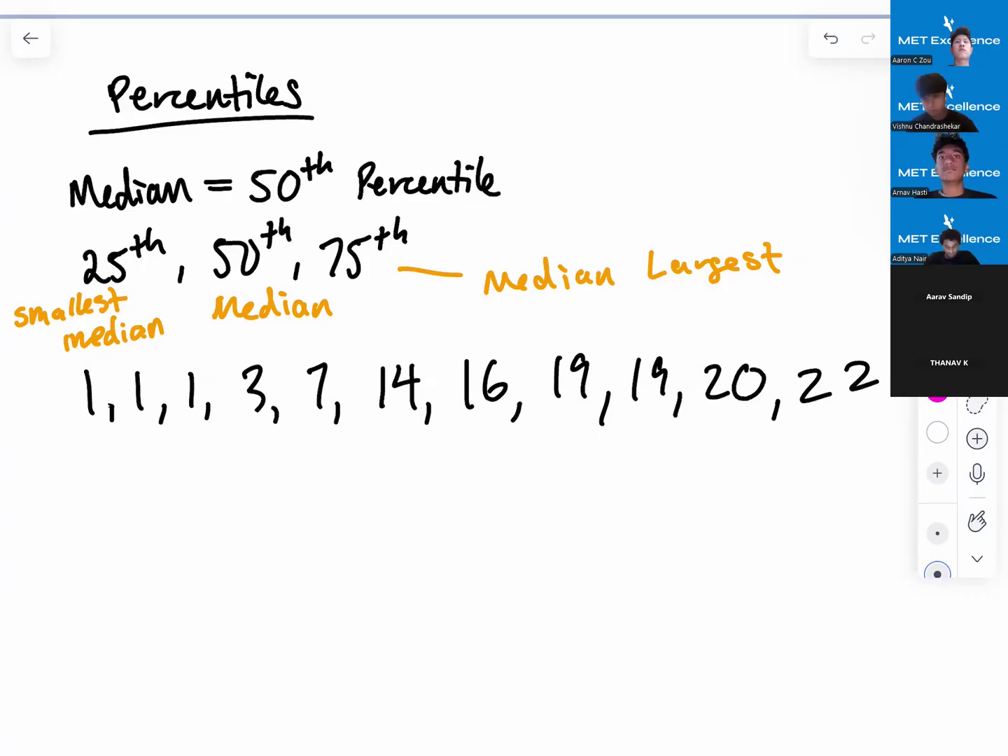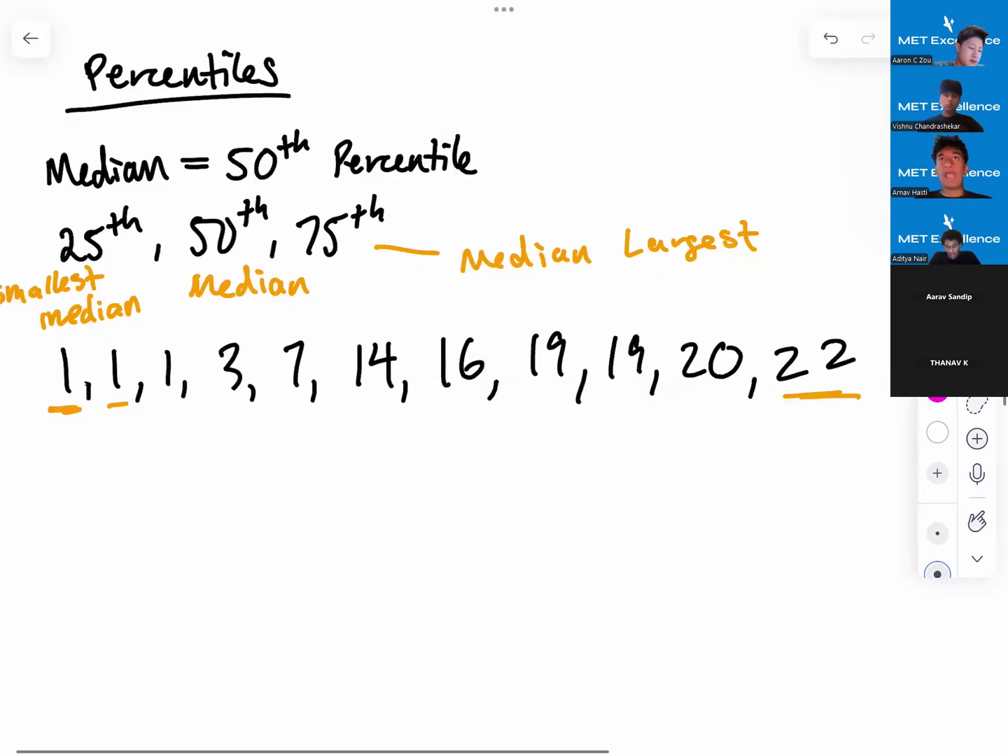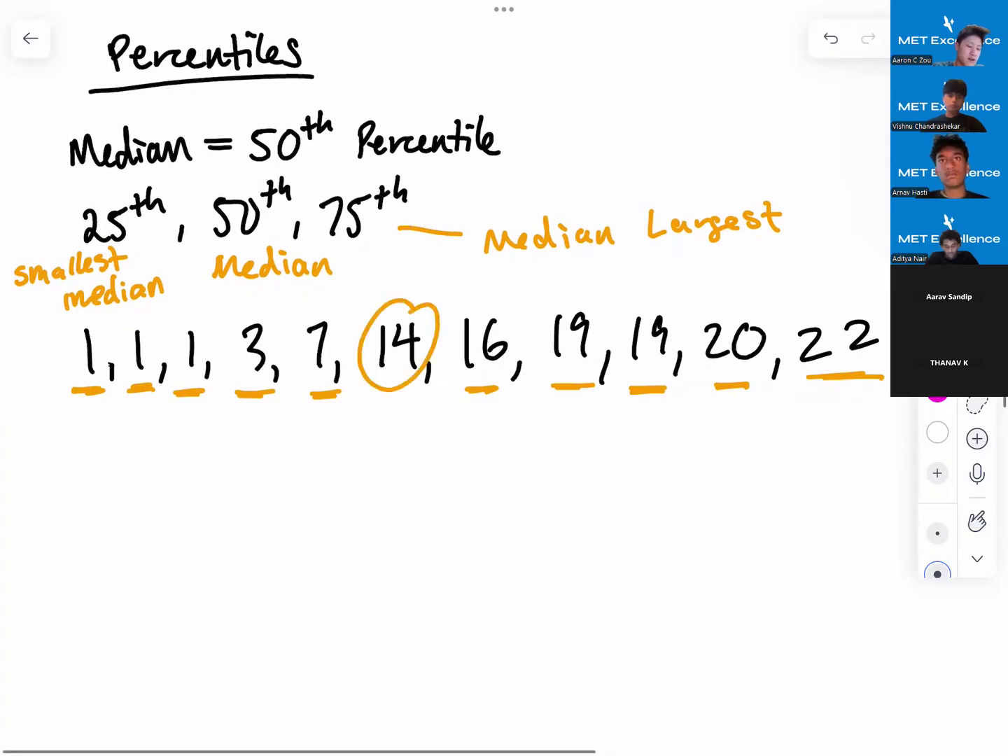Okay, let's go over what the answers are. So I see some answers in the chat. Let's find the 50th percentile first because that's the easiest. It's just the median. So instead of crossing them out, I'll just underline them because I don't want to make them hard to read. This is already in order. Okay, so that means 14 is the median or the 50th percentile.